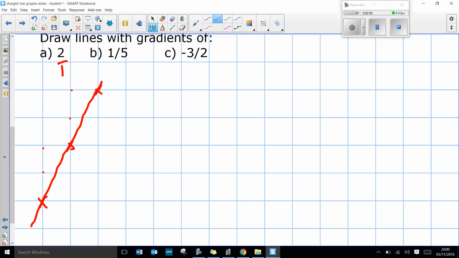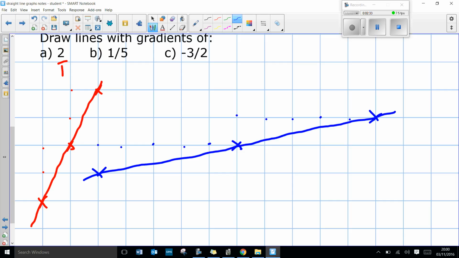For 1/5, it's already a fraction, so if I were to start here, I would rise 1, run 5. 1, 2, 3, 4, 5. And there is our 1/5 line. As you can see, it's a lot more shallow than the 2.